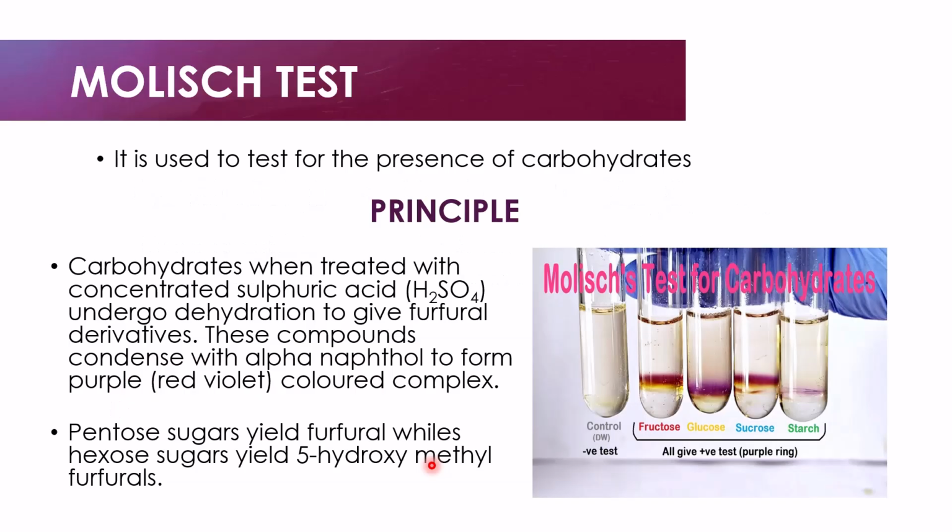The next test is the Molisch test. The Molisch test is used to test for the presence of carbohydrates. Let us look at the principle. Carbohydrates, when treated with concentrated sulfuric acid, undergo dehydration to give furfural derivatives. These compounds condense with alpha naphthol to form a purple or red-violet colored complex. What we also have to note is that pentose sugars will yield furfural, while hexose sugars yield 5-hydroxymethyl furfural.